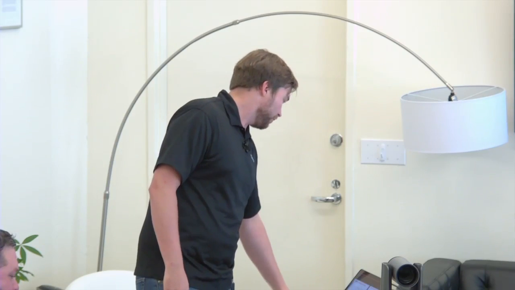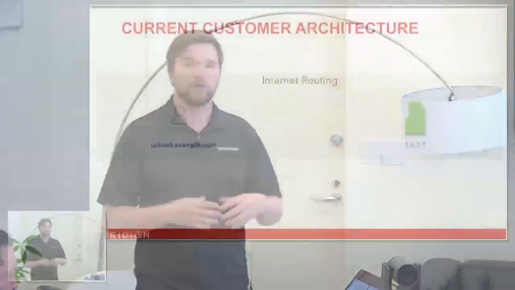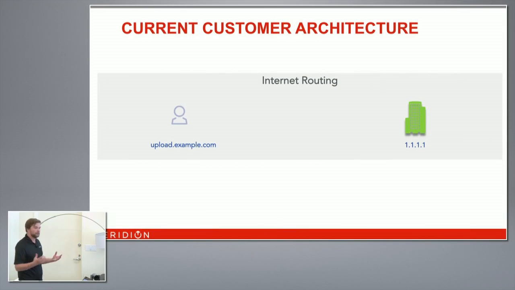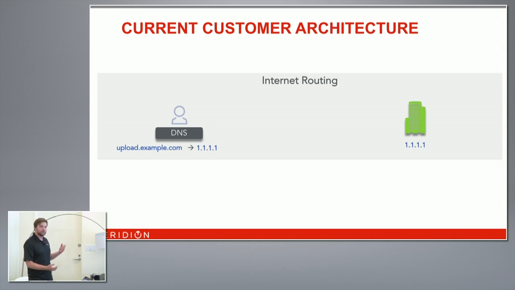So ultimately, when we first start off with the customer, they have their application server set up like this. They have some sort of domain name that ultimately has some sort of IP. In order to get to that IP, you have some sort of DNS resolution that happens. This is how the internet works. This is how most major applications work.